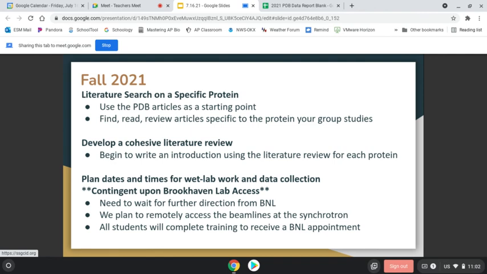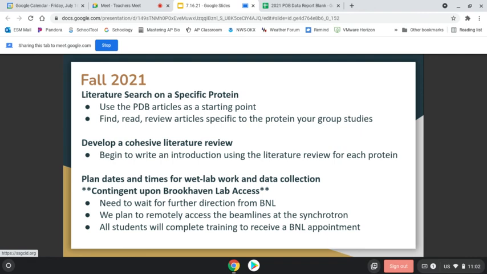Ultimately, what you're going to do is learn all the background information you possibly can about that protein. We're going to look at what types of conditions are used to grow it. What materials do we need to crystallize these proteins? We're going to look at whether these proteins have been crystallized at all.